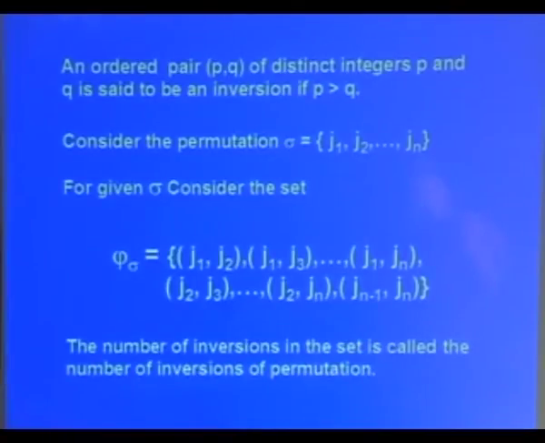Now, in this set we consider how many inversions are there. Let us say we consider this ordered pair, 1 greater than 2, not true. So, it is not an inversion. 1 greater than 3 is not an inversion. The number of inversions in the set is called the number of inversions of the permutation. I will explain this with an example. Next slide.